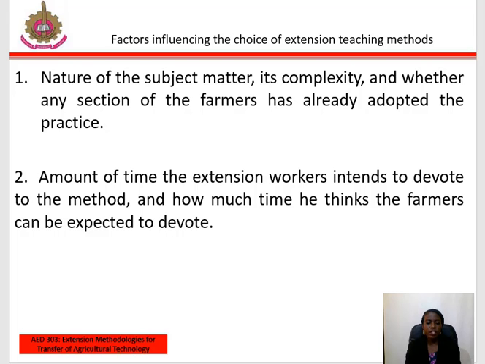3. Considering what step in extension teaching the farmer is now and what is required to move him to the next step. 4. Consider what materials and possible teaching situations are available. 5. Consider the preference and ability of the extension worker to perform successfully the various methods.